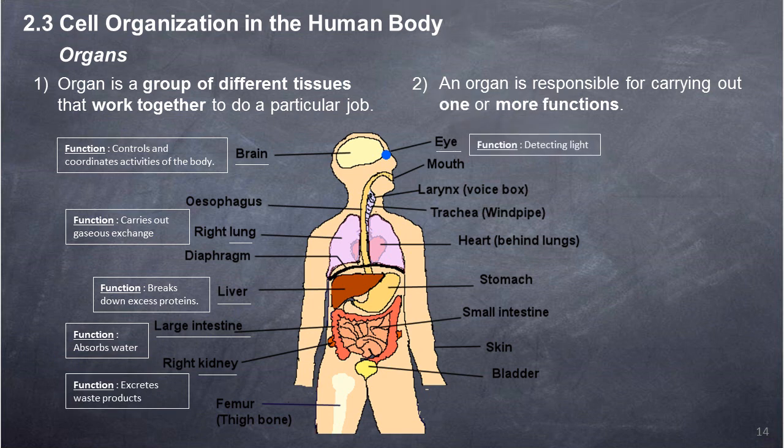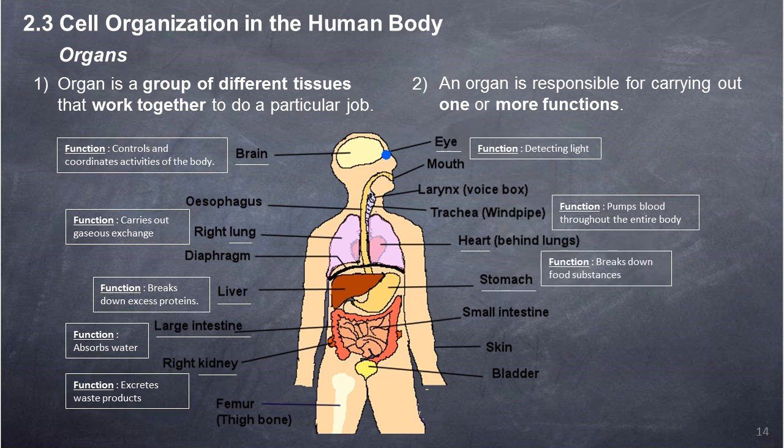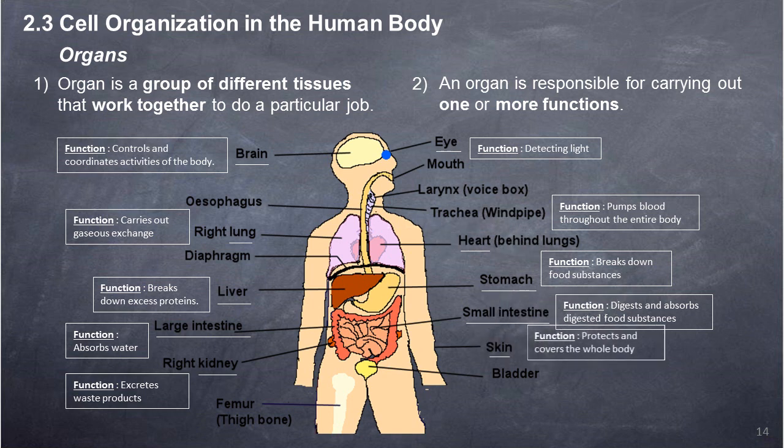Eyes. Function: detecting light. Heart. Function: pumps blood throughout the entire body. Stomach. Function: breaks down food substances. Small intestine. Function: digests and absorbs digested food substances. Skin. Function: protects and covers the whole body.